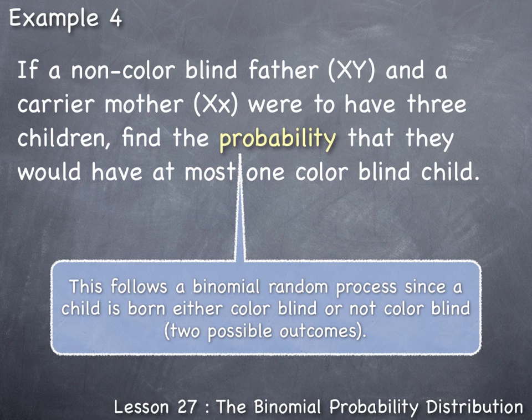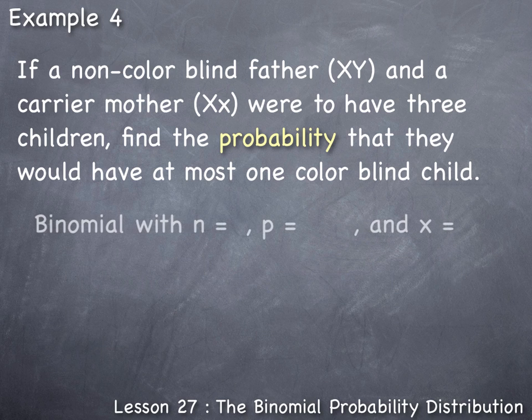Now, in order to use the binomial probability distribution formula to calculate probabilities, we need to know the value of the 3 variables, the n, the p, and the x. N represents the total number of attempts in the binomial random process. In this problem, it states that this couple were to have 3 children, so the total number of children will be 3, thus n equals 3.